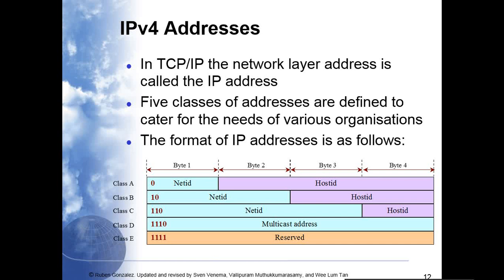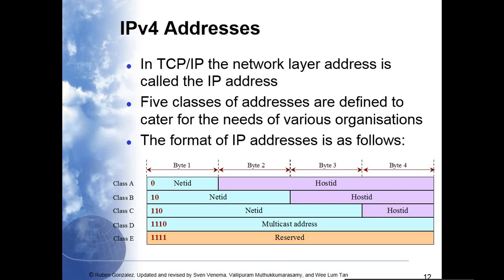Looking at IPv4 addresses in a little bit more detail, in TCP/IP, the network layer address is called the IP address. You probably have run into IP addresses previously, so they're probably not new. If they are, we're going to go through some more detail about them. Five classes of addresses are defined to cater for the needs of various organizations. This was done quite a long time ago, and is one of the reasons why we've run out of IP addresses. If you look at the scheme here, you've got class A, B, C, D, and E addresses, and they're split into the network ID and the host ID. So the network ID is the name of this network. The host ID is the machine on this particular network, so the host.